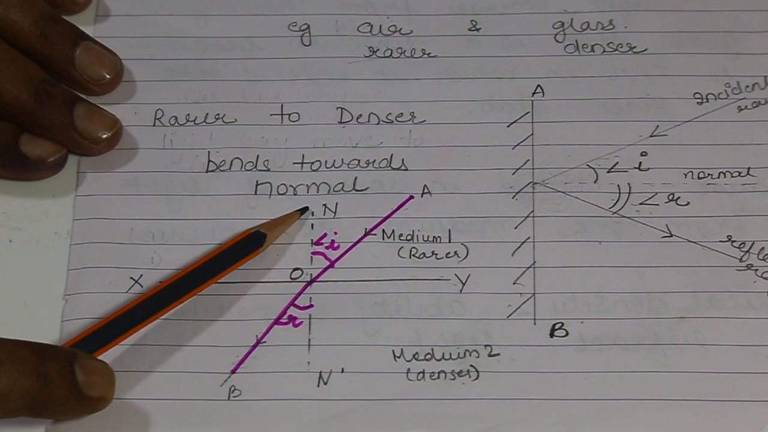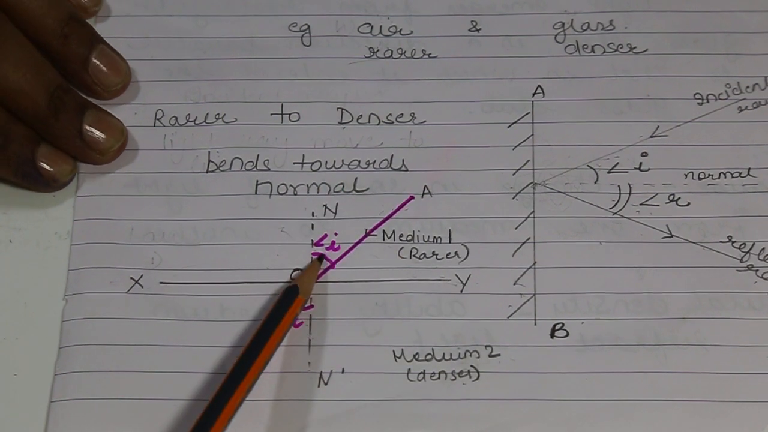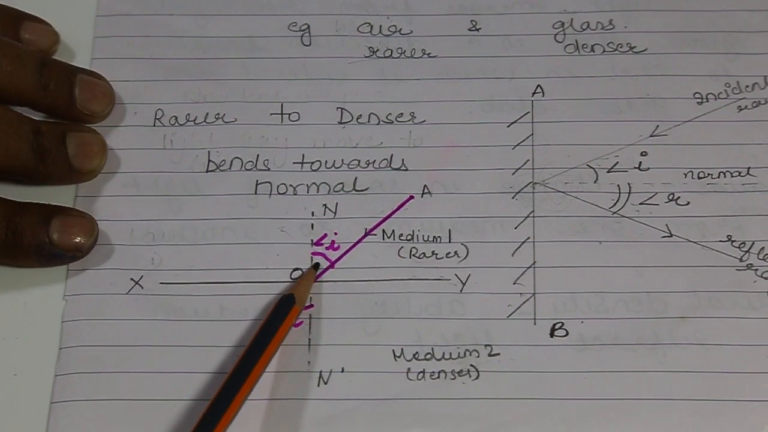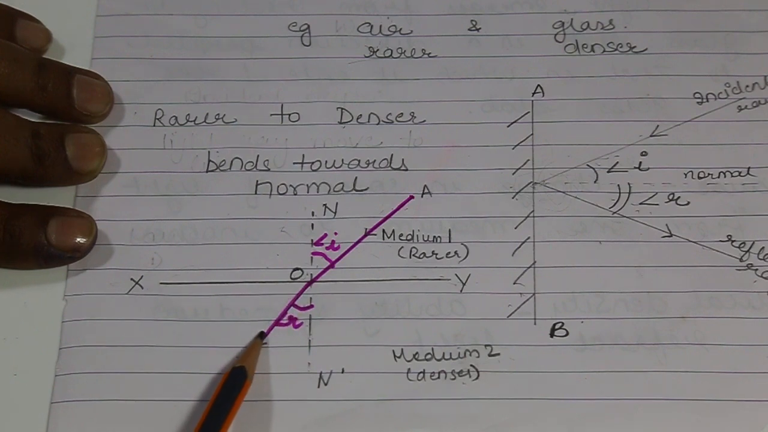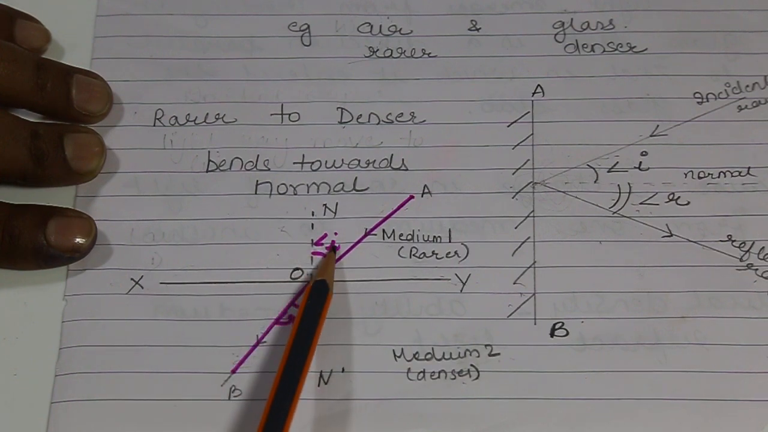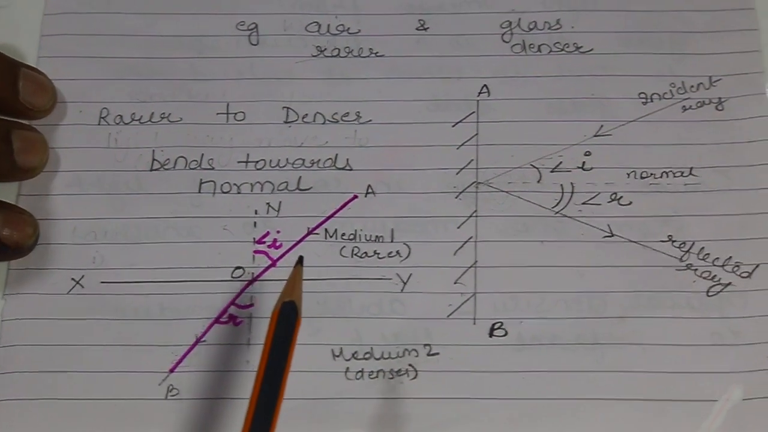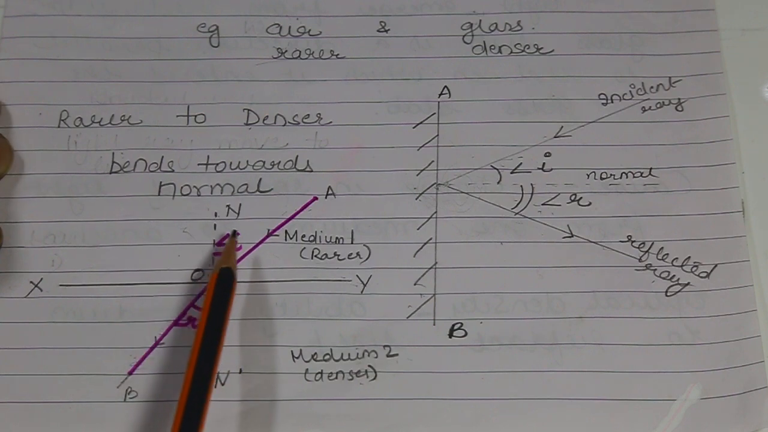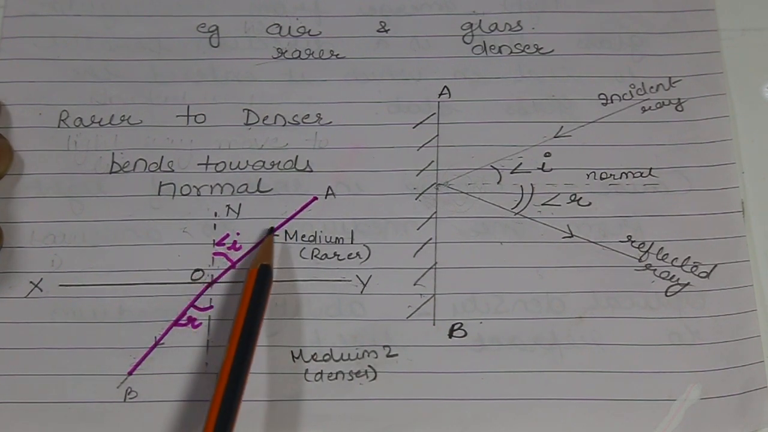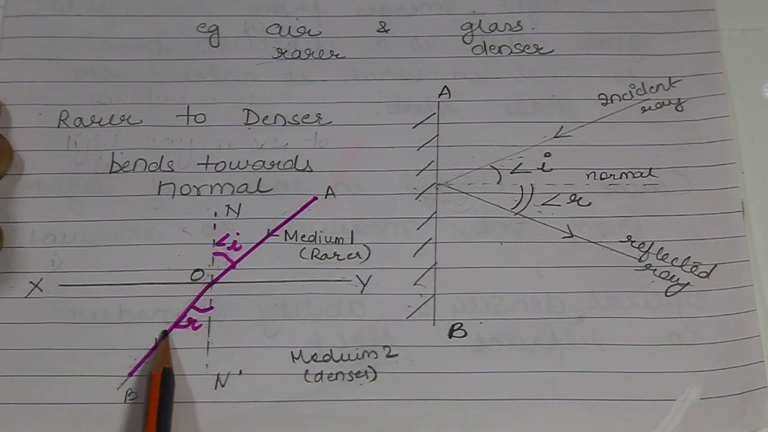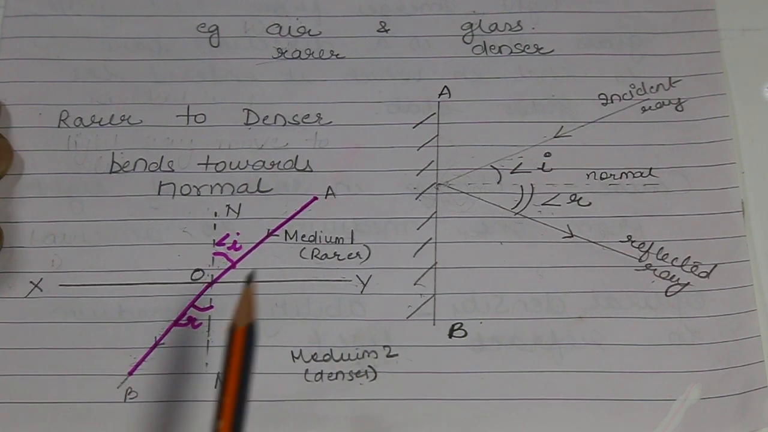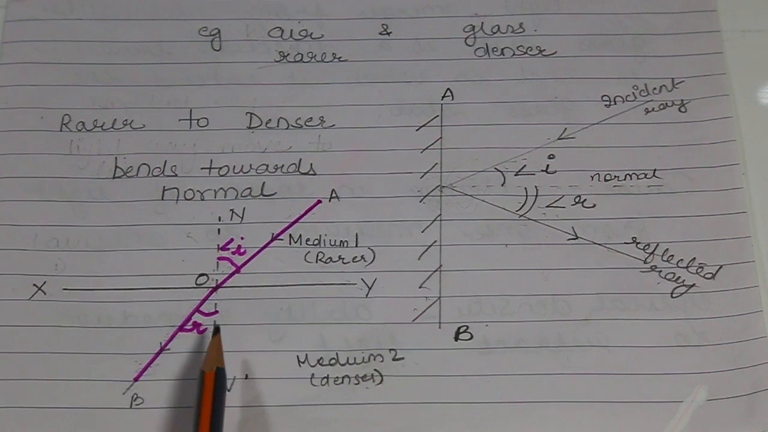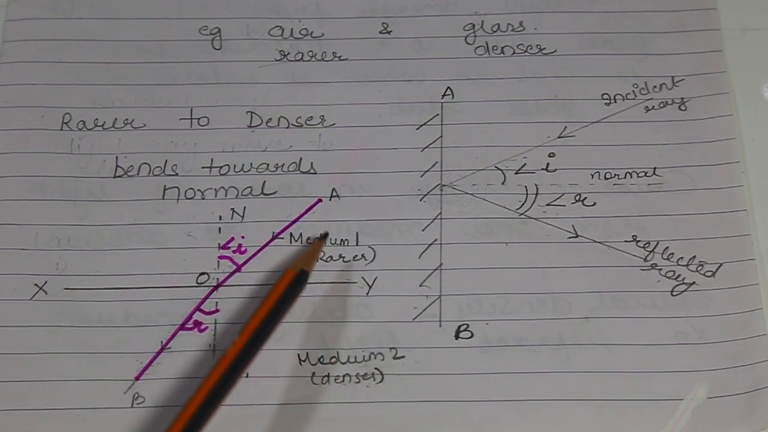The angle between the incident ray and normal is known as the angle of incidence. The angle between the refracted ray and normal is known as the angle of refraction. Here, the angle of incidence is greater than the angle of refraction, because light, when it changes medium from rarer to denser, bends towards the normal. The vice versa happens when the medium changes from denser to rarer.